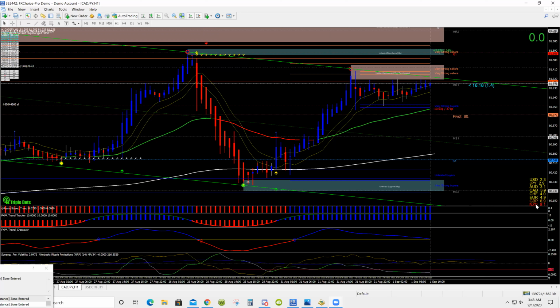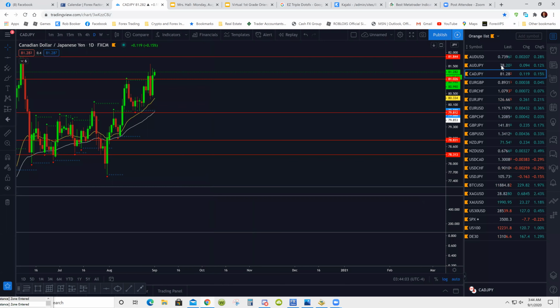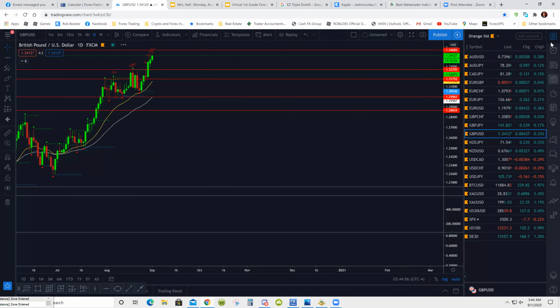Look at your currency strength meter. I'm on a 1 hour time frame. Just look at your currency strength meter. What's the hottest? NZD USD. What's the second one? Yes, sir. All right, let's go to the first one. Let's go to GBP USD. GBP USD is my favorite pair. Boom, GBP USD.